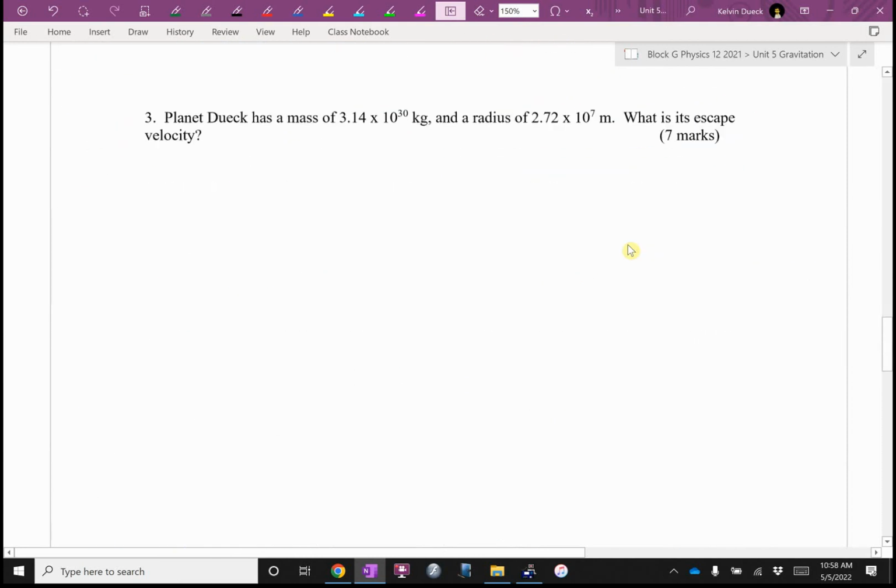Number 3. Planet Duick has a mass of pi and a radius of E. That's my kind of planet. Pi is 3.14159. E is 2.7182. Okay. So anyways, Planet Duick has a mass of 3.14 times 10 to the 30th and a radius of 2.72.